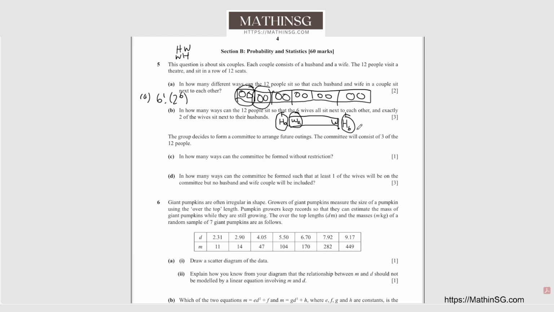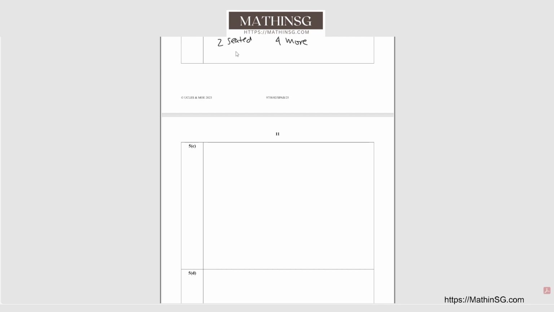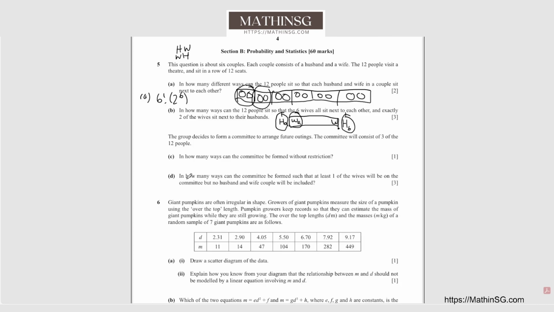So basically, we want to choose 3 out of 12 people. So the number of ways will be 12 choose 3, and this equals 220. Next, moving on to part D.